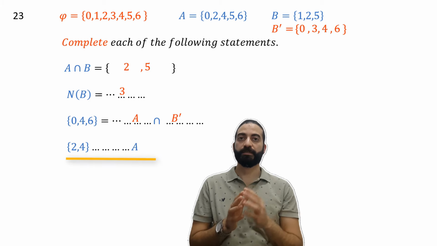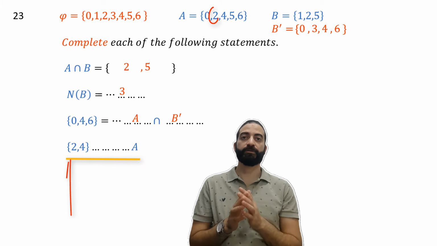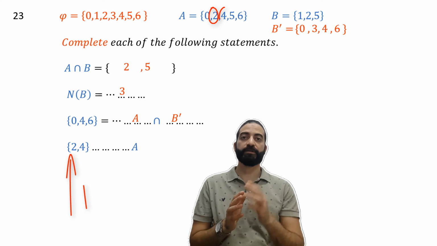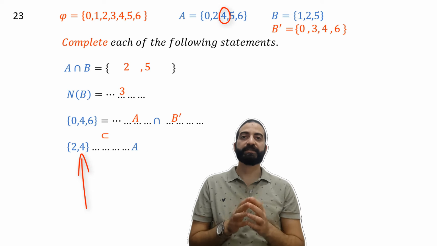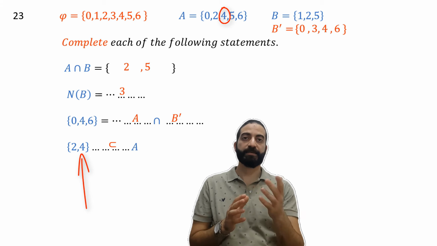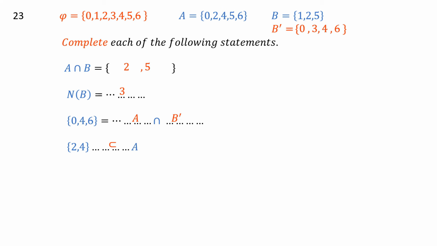We now come here, as we notice that 2 is an element of A and also 4 is an element of A. This means that this set is a subset of A.